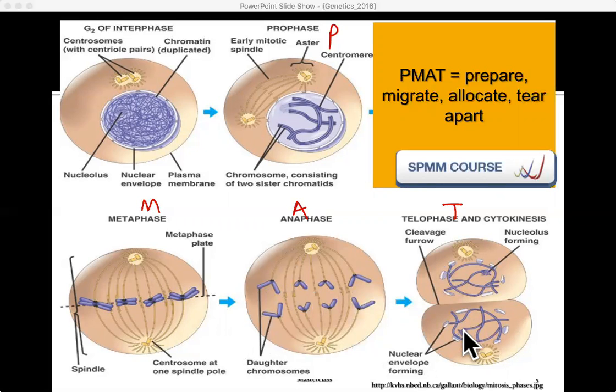And then finally, the cells tear apart in the telophase. So you see a bend forming in the membrane, a cleavage forming, and each part becomes its own, and the cells tear apart. This is telophase. Telo is the end, pro is the beginning, and meta and ana are the middle two phases.